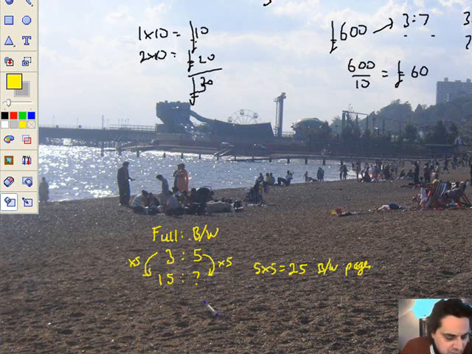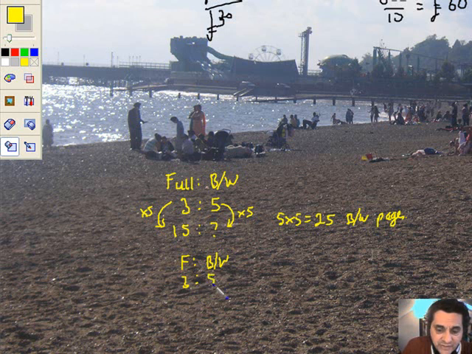Next one, if there are 20 black and white pages, let's go back to the original. So F, full, and black and white. This time I've still got the ratio of 3 to 5, it's the same magazine. But I've got 20 black and white. Let's find the missing number for the full colour pages. Well, what times 5 makes 20? Well, times 4. So therefore 3 times 4 will make 12 full colour pages.